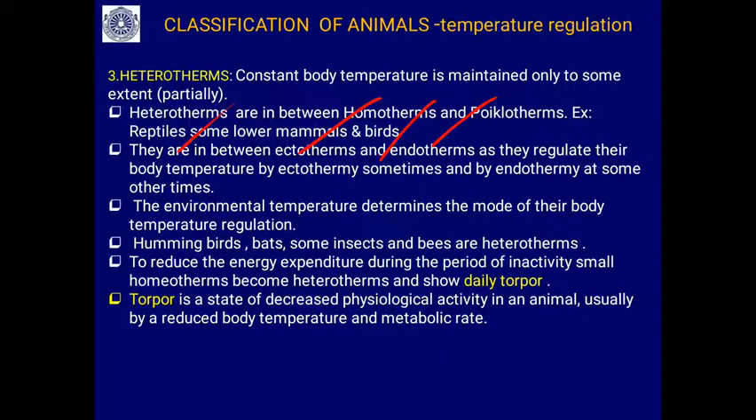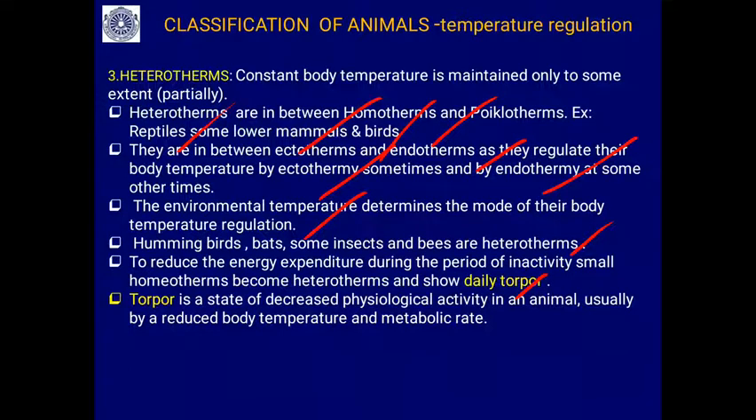They are in between ectotherms and endotherms, as they regulate their body temperature sometimes by ectothermy and sometimes by endothermy, and environmental temperature determines the mode of their body temperature regulation. For example, hummingbirds, bats, some insects and bees are heterotherms. To reduce energy expenditure during periods of inactivity, small homeotherms become heterotherms and show daily torpor. Torpor means a state of decreased physiological activity in an animal, usually by reduced body temperature and metabolic rate.